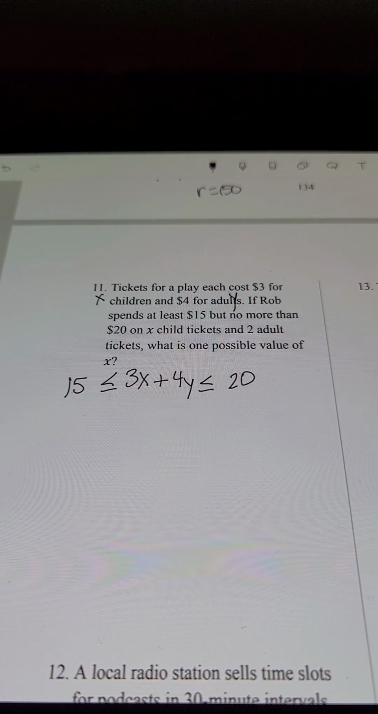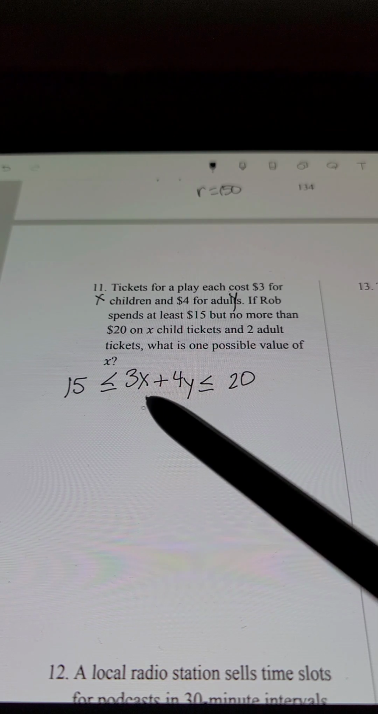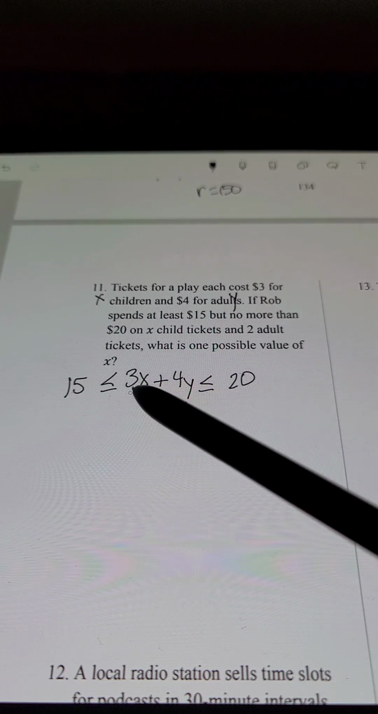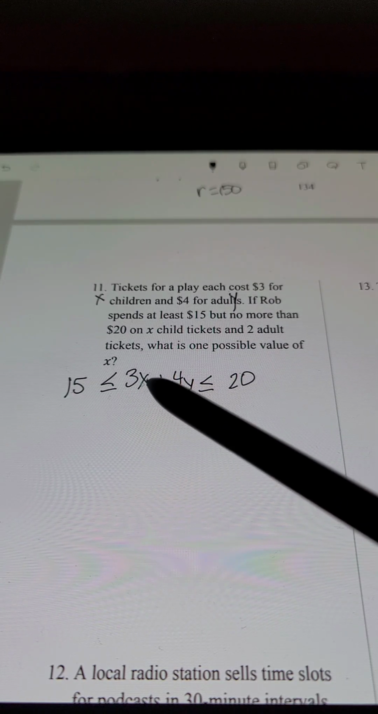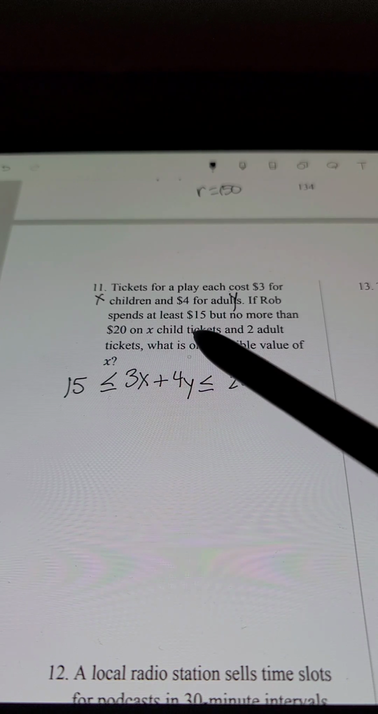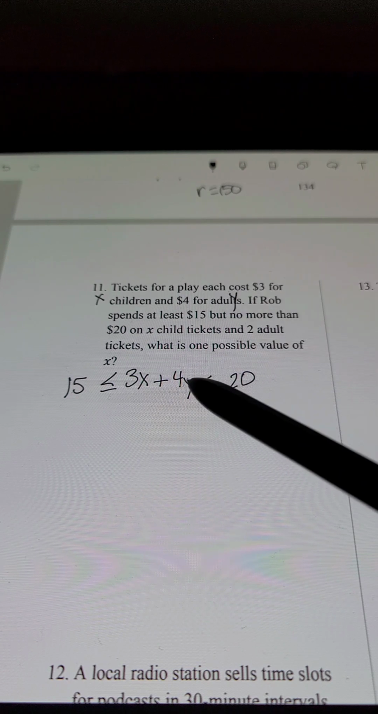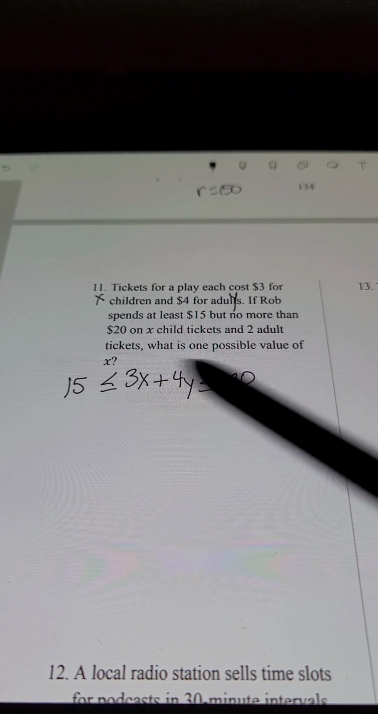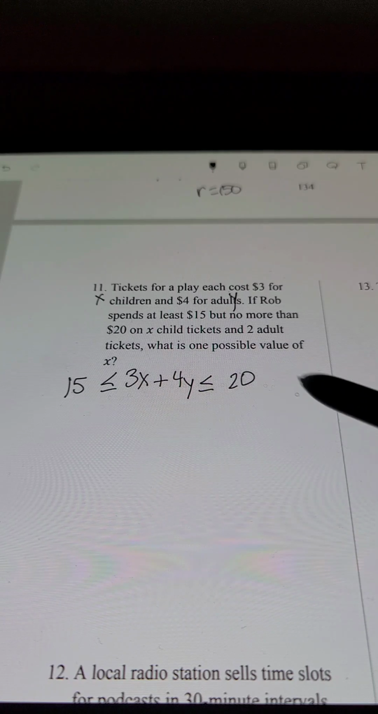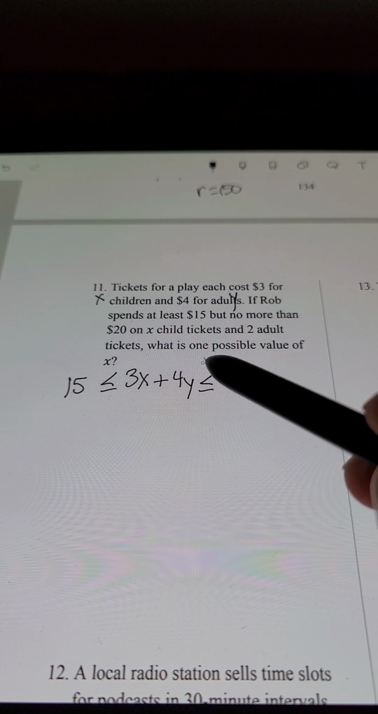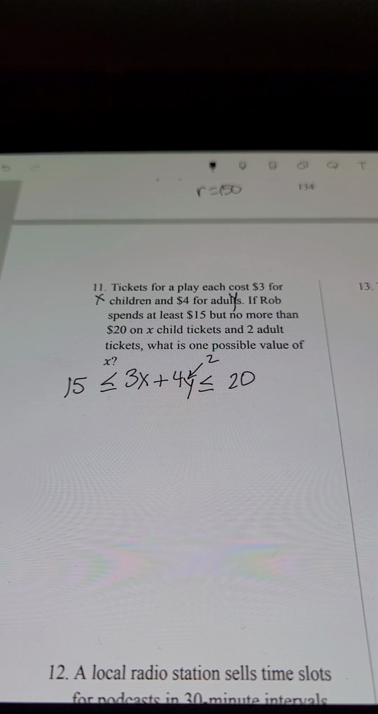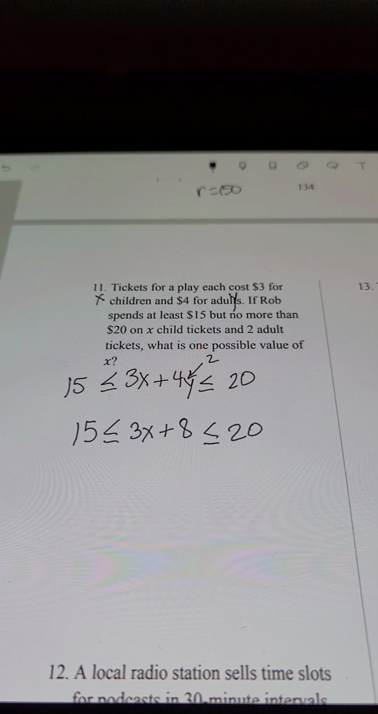So if x is the number of children's tickets and y is the number of adults' tickets, if we want the total price for the tickets, we would say it's $3 for every one of the children's tickets times how many children's tickets it is. And then we're going to add on $4 for each of the adult tickets times the number of adult tickets they get, and say that that has to be within 15 and 20 inclusive, like this. Now, the number of adult tickets, y, they tell us is 2. So let's rewrite this. And when we rewrite it, we get this.